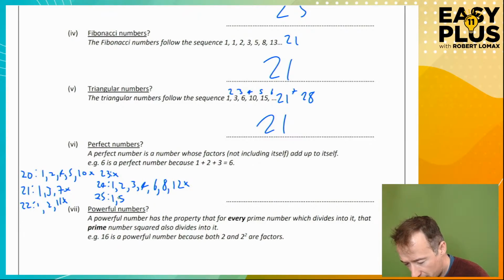25, we got 1, we got 5. Okay, 5 is a factor of 25. 5 times 5. Anything else? 1 and 5, 6, 7, no. Nothing else is going to go in there. It's not going to be that.